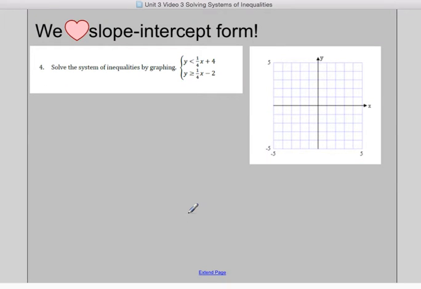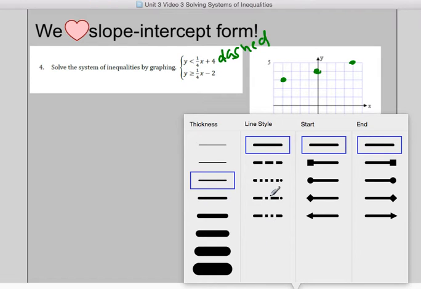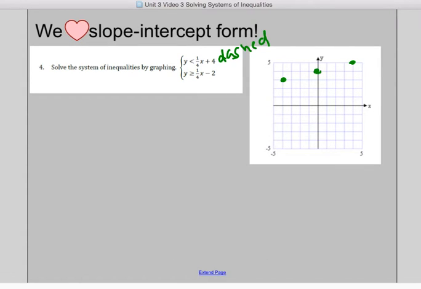So we're going to solve it. The first one, notice, is a less than, so it's a dashed line. And my y-intercept is 4. So my slope is 1/4. So up 1 over 4. Or I can do down 1 over 4. I recommend filling the entire grid when you are graphing. So let's go ahead, graph this line. Okay, there's that one dashed.